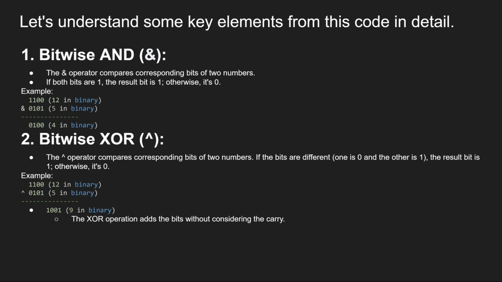And the bitwise XOR operator also compares corresponding bits of two numbers, but if the bits are different, then the result is 1. If both bits are the same, then it is 0. So 0 and 1 are different bits, so it is 1. 0 and 0 are the same, it is 0. 1 and 1 are the same, it is 0. 1 and 0 are different, so it is 1. This is how the bitwise XOR operator works.